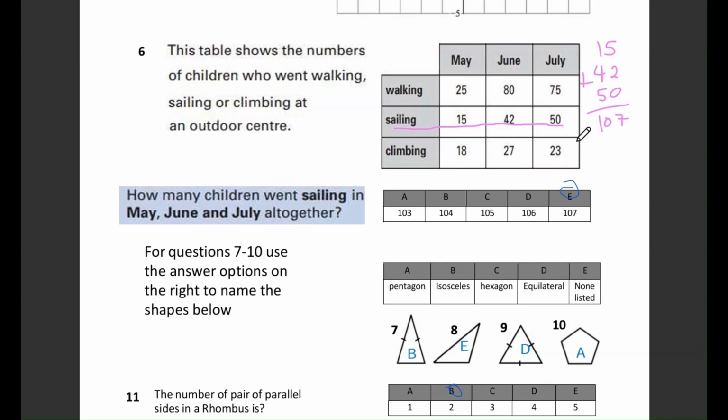To solve this, we just need to add up the number of children who sailed in each of those months. So we add the 15 children who sailed in May, the 42 who sailed in June, and the 50 who sailed in July, and we will arrive at 107, which means the correct answer is E, 107.